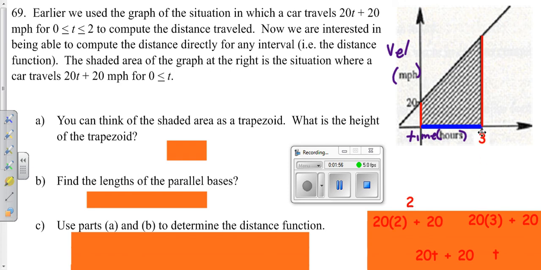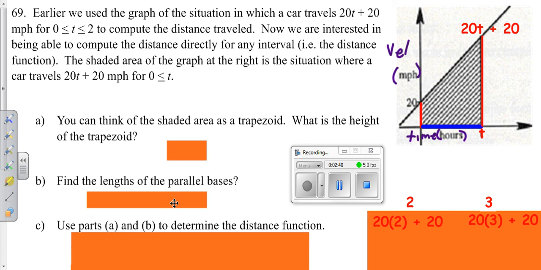If our time was 3, to figure out our velocity here, we'd take 3, plug it into our velocity equation, and we get 60 plus 20, which is 80. So our other base would be 80 then. But we have a situation where we don't know what that is, so it's t. To get our velocity here, all we have to do is take t and plug it in here, and we would get the height of our base over here to be 20t plus 20.